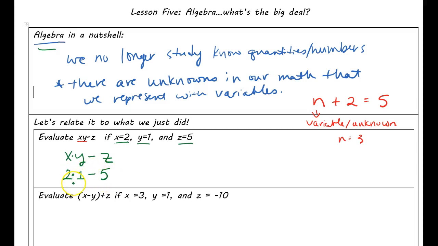Well, we do the multiply first. So 2 times 1 is 2. We recopy the minus 5, and now we do 2 minus 5. So 2 minus 5, you can think of that as plus and negative. The signs are different, so you take their difference, and then you keep the sign of the bigger number. So that's kind of how that'll work.